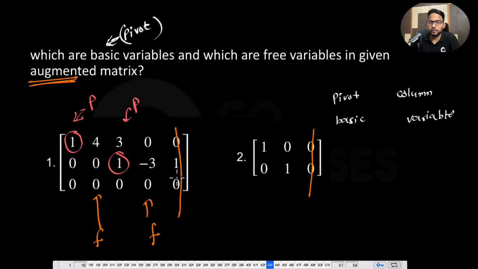This is not corresponding to any variable. So you do not generally say that this is a pivot column or the free column. Here, this is the pivot column, this is the pivot column. Both are the pivot columns, right? So you will say this is pivot and this is pivot. I hope you understood the answer.